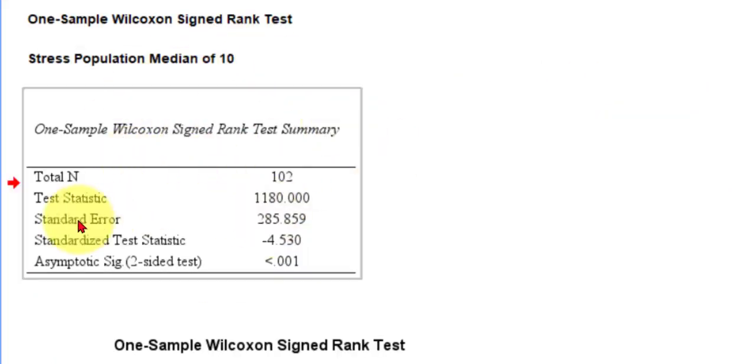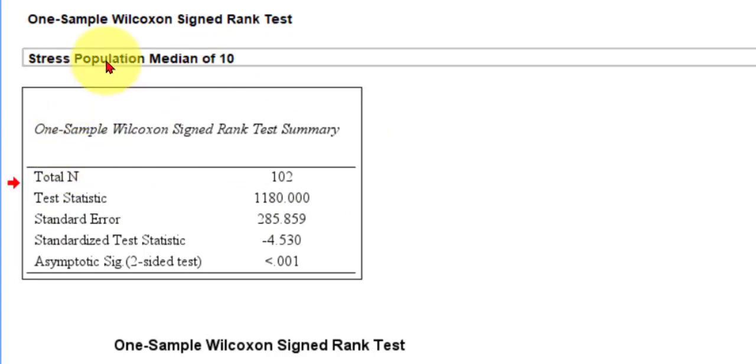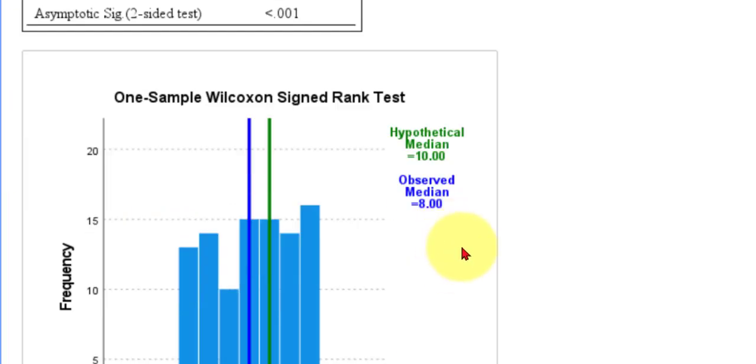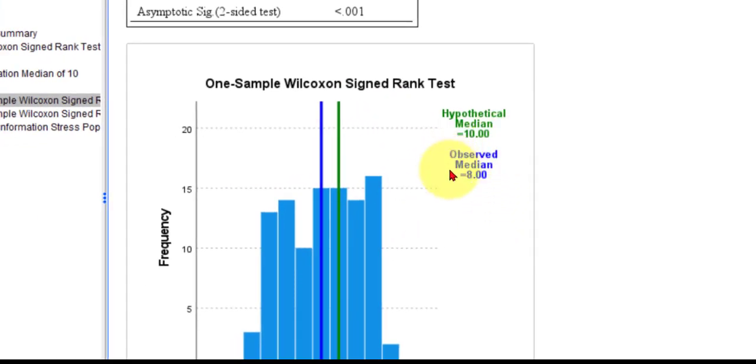But let's go down here. There's the actual Wilcoxon information, test statistic. Basically, we just kind of look at the z-score. That's the standardized test score, the z-score, and the p-value. And this table right here does give us our sample median of 8 against the stated population median of 10.